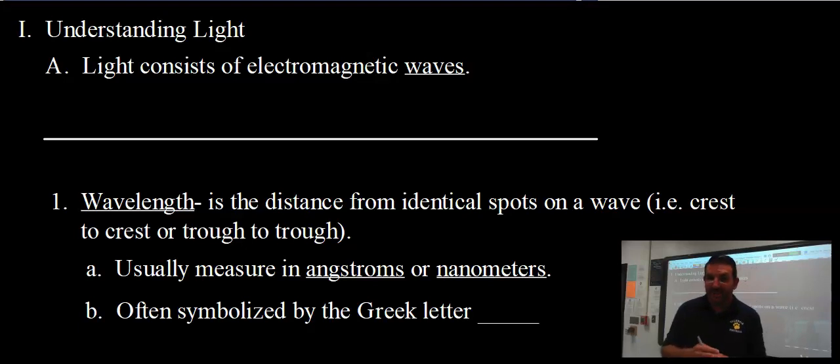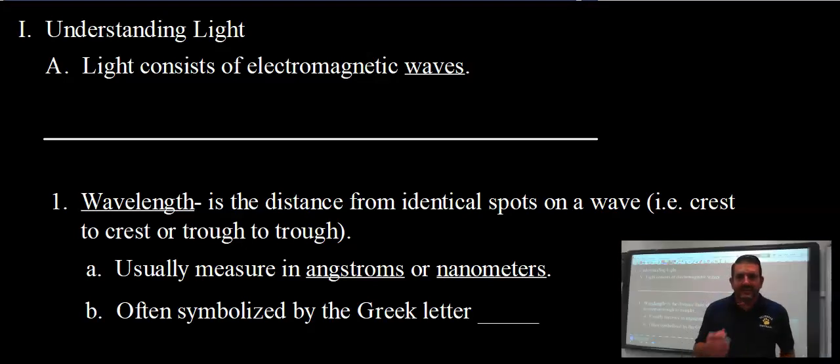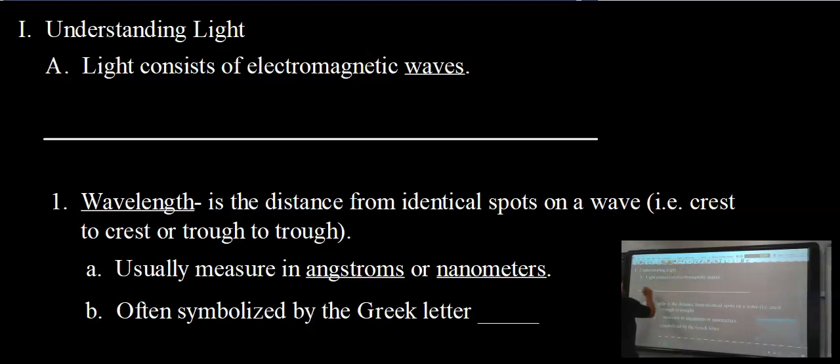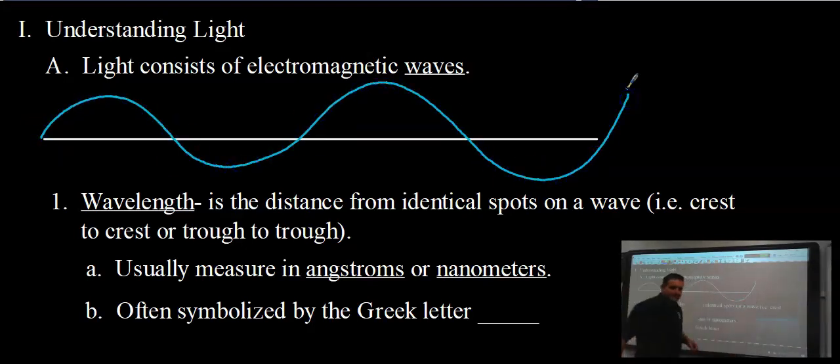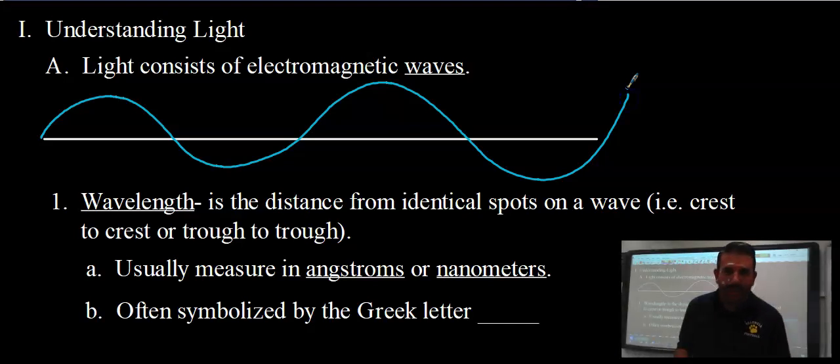In order to really get a better understanding of where the electrons are, we need to understand the properties of light. Light consists of waves, has wave-like properties, and also has particle-like properties. So on this line, let's draw a wave. And then let's discuss the properties of waves.